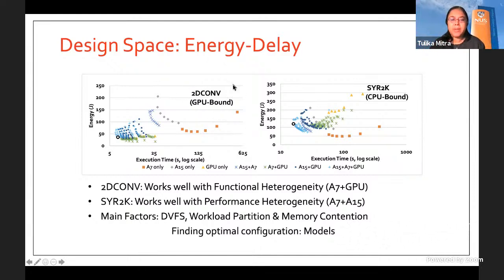Now, this particular application, which is a 2D convolution, is a GPU bound application. What you can see is that the best performance-energy trade-off you get is by using A15, which is a big core, A7, which is a small core, and the GPU. So you get the best trade-off by using all the elements together. However, because this is GPU bound, the rest of the points that you are seeing here, these blue dots and the green ones, are all ARM cores with GPU, because that's the one that gives you the best kind of results.